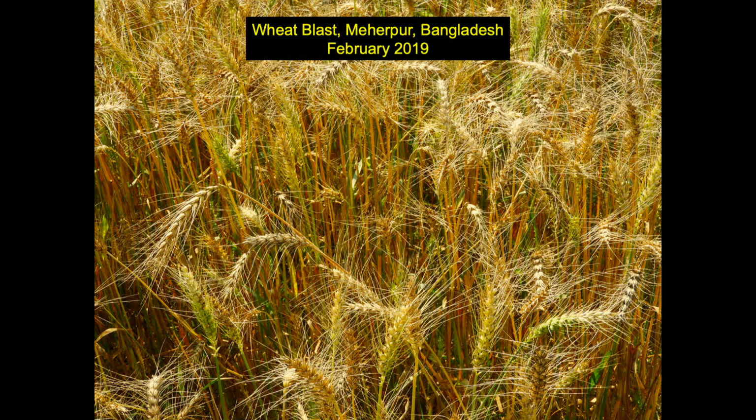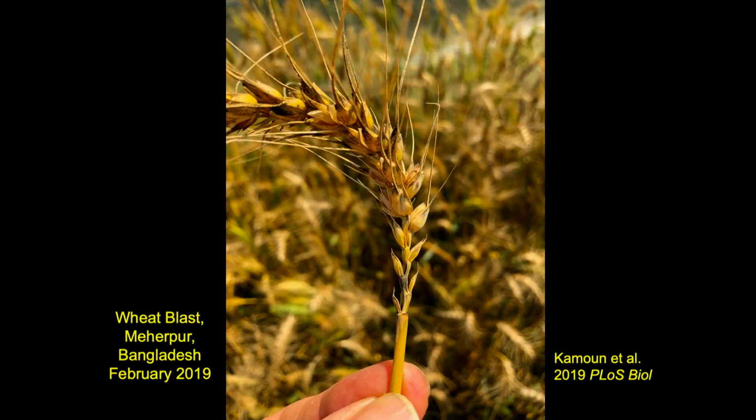So wheat blast is now a tremendously devastating disease. You can see it's quite different than rice blast in its symptoms. It causes this bleaching symptoms on spikes. You get sporulation at the rachis, and then there's complete bleaching and loss of wheat grain set. And it causes, again, 80 to 100% yield loss.